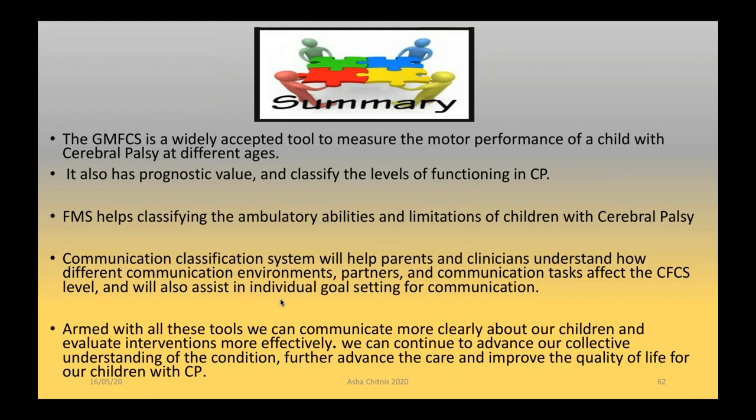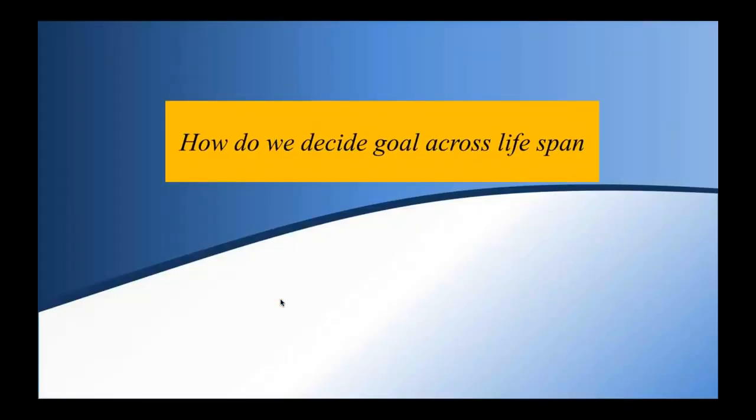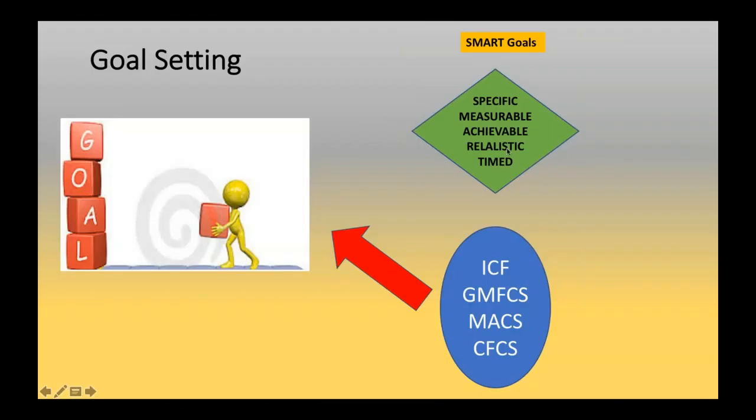Now, how do we decide goals across a lifespan? What I mean by goals, you need all this. I asked you a question, and I thank everybody for answering those 5 questions. I feel the SMART goal comes from the study of Margaret Maston, and SMART stands for specific, measurable, achievable, realistic, and time. So any goal setting that you do has to be very specific to that child. Please consider this when you're doing goal setting.